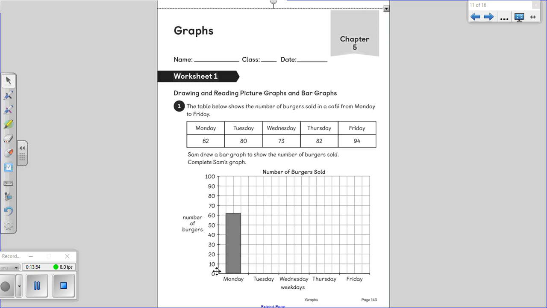And look carefully at what it is going up in at the side. Okay, so I can see on Wednesday it's 73. So have a think about where 73 would go on this graph.